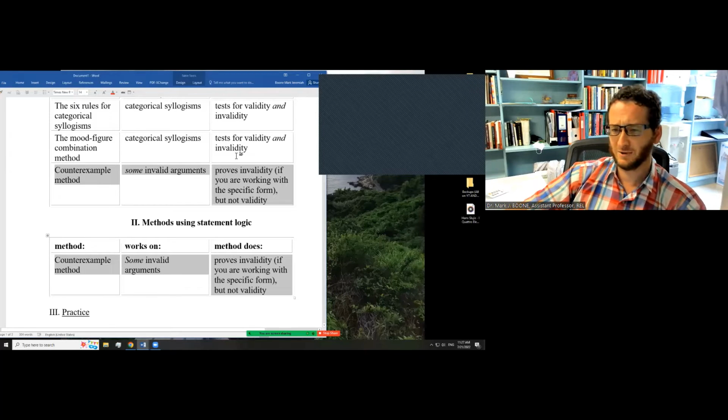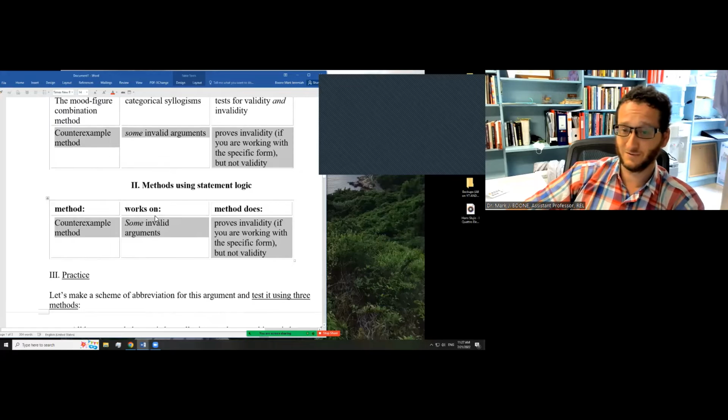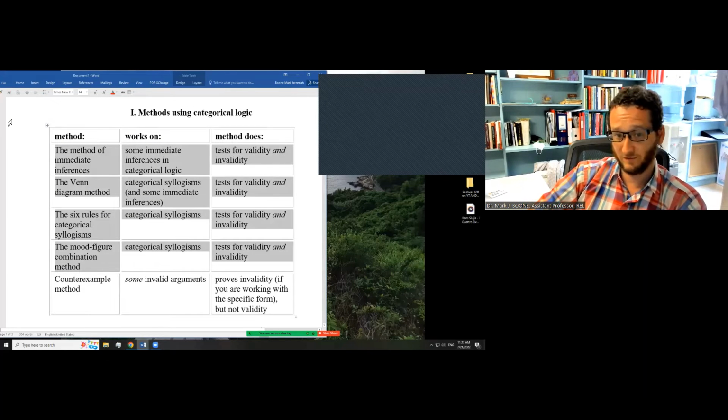So far we have the counterexample method that we looked at in our intro unit for statement logic and for categorical logic. We'll get lots more methods for statement logic in the next unit. Now, here is my list of methods we have for our categorical logic unit. Lacking a better name, we have the method of immediate inferences. And this works on some inferences in categorical logic, some of the immediate ones. Immediate inferences are the arguments with just one premise. This method tests for validity and invalidity, as long as it's one of the inferences you can test.